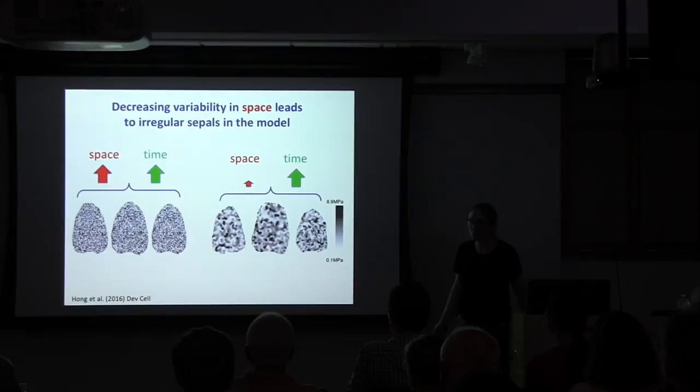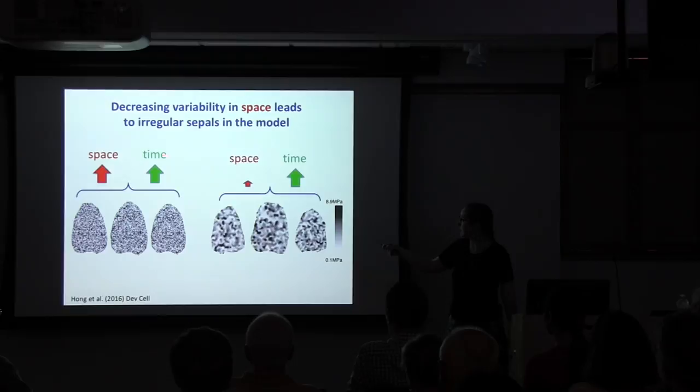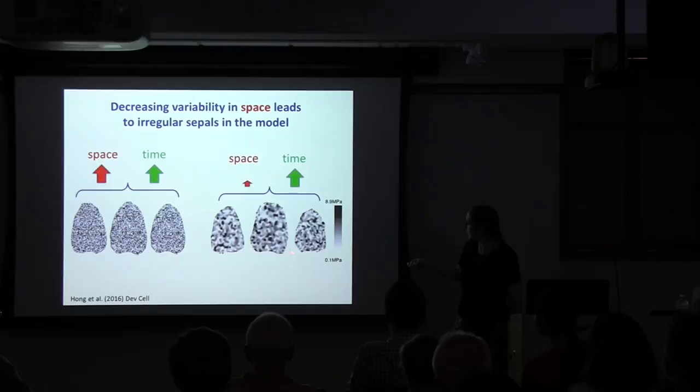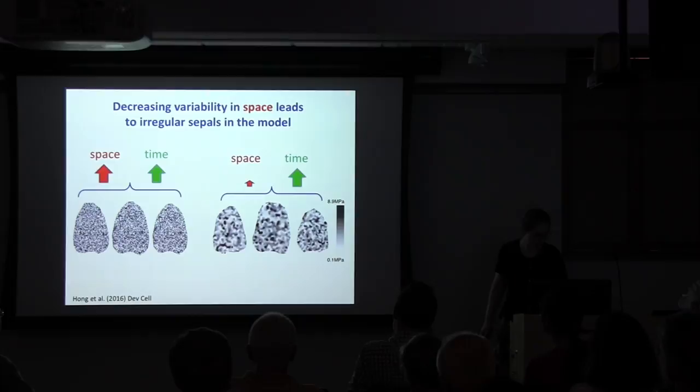If we reduced variability in space, do we get more irregular sepals like what we see in the mutant? So here's our normal sepals with high variability in space and time. If we reduce the variability in space, and that means making each of these spots bigger, so that's what you're seeing here, bigger spots, so reduced variability, then we get more irregular sepals. You can see these are not as regular, with slightly different sizes and different shapes, so that is much more like the mutant. So just reducing variability in space can produce more of a mutant phenotype.